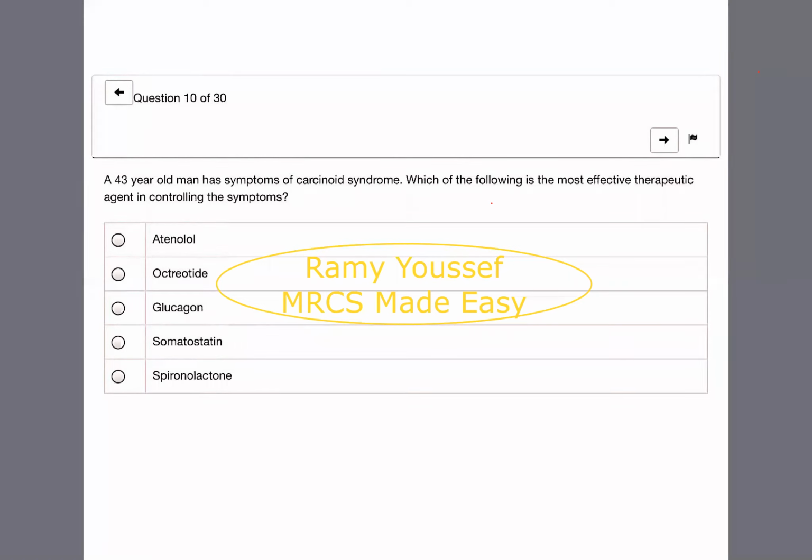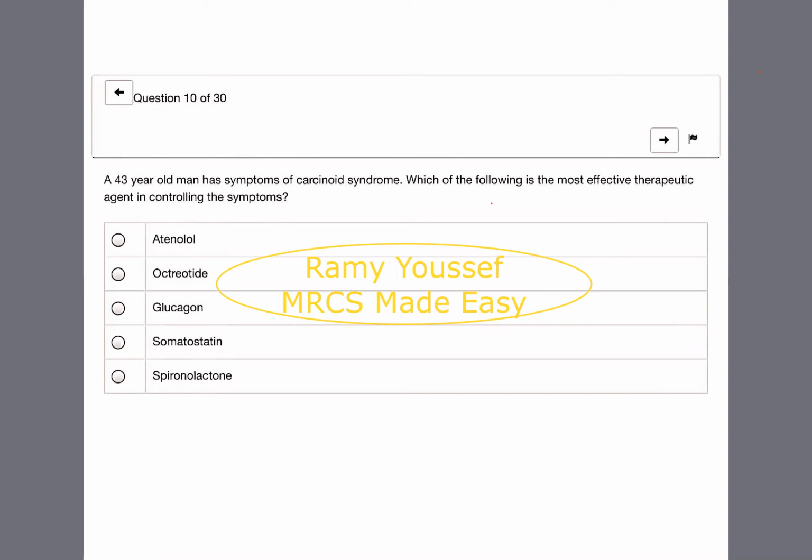Okay, I'll make sure of this. But I think if you removed it with a safety margin and want to make sure the margin is clear, you can do frozen section for the margin. If margins are clear, you can close. If margins are not clear, they can advance to wide local excision. Maybe. I'm not a plastic surgeon, just giving questions according to the MRCS.